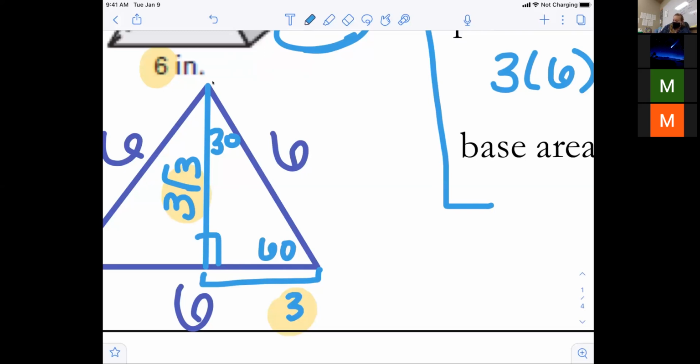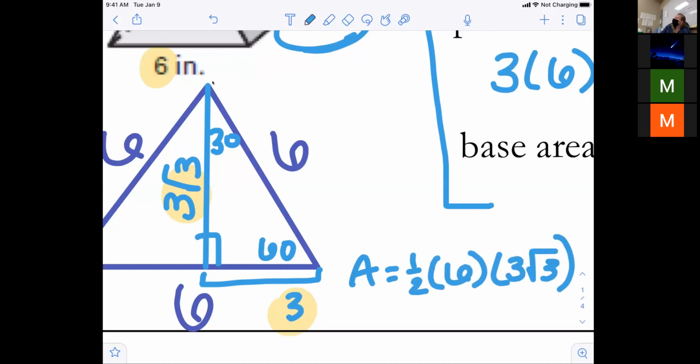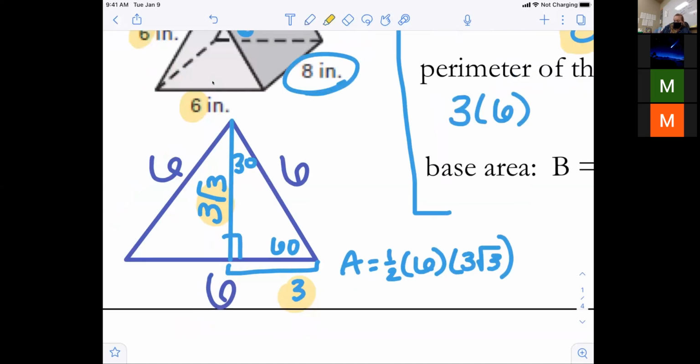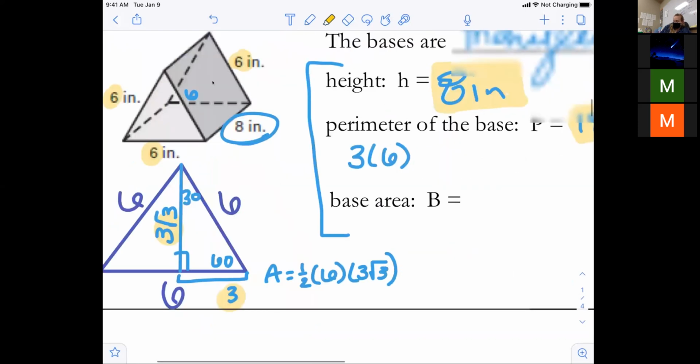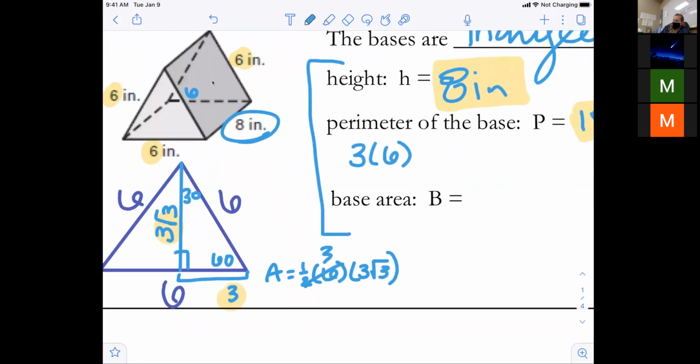So my area here is 1/2 base, which is 6, times height, which is 3 root 3. Again, just like I said yesterday, remember to do the entire base, 6. 1/2 of 6 is 3, and then 3 times 3 root 3 is 9 root 3. And it's area, so that's inches squared.